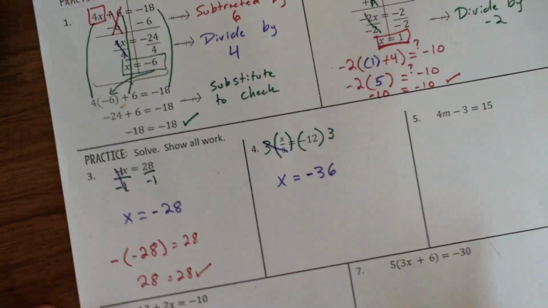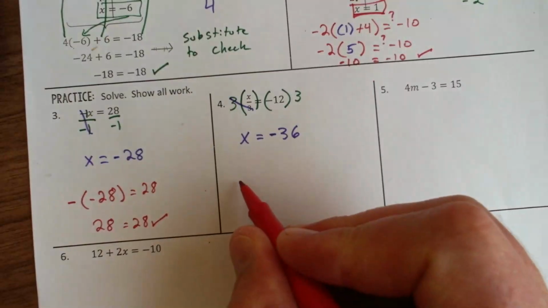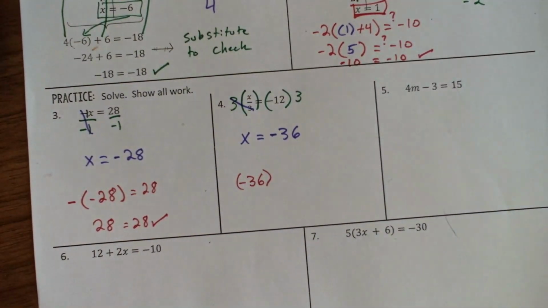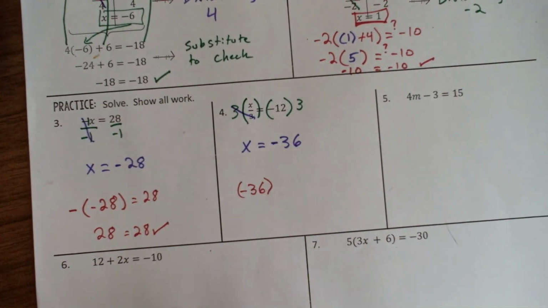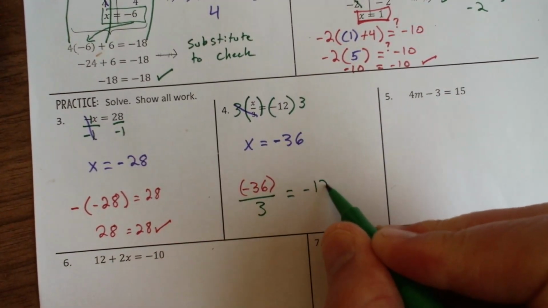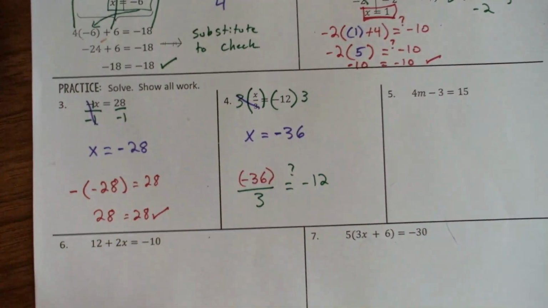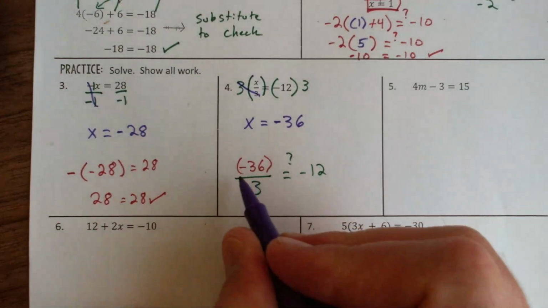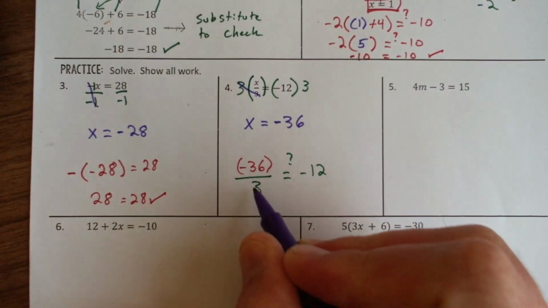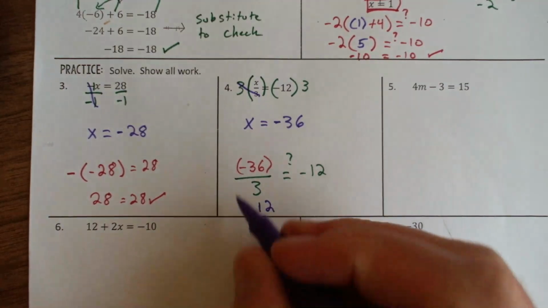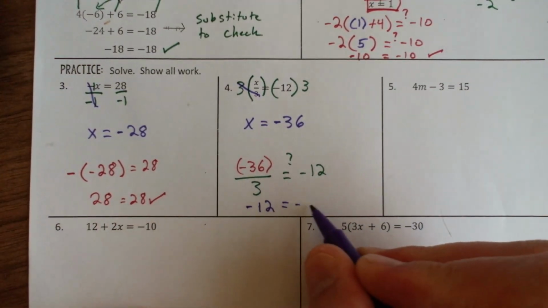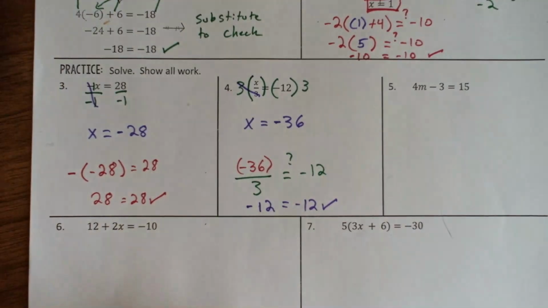So now I could substitute that in to verify my answer. Negative 36 divided by 3. Does that equal negative 12? First, 36 divided by 3, that's 12. 3 goes into 3 once, 3 goes into 6 twice. Negative divided by a positive is a negative. So yes, my check is correct.